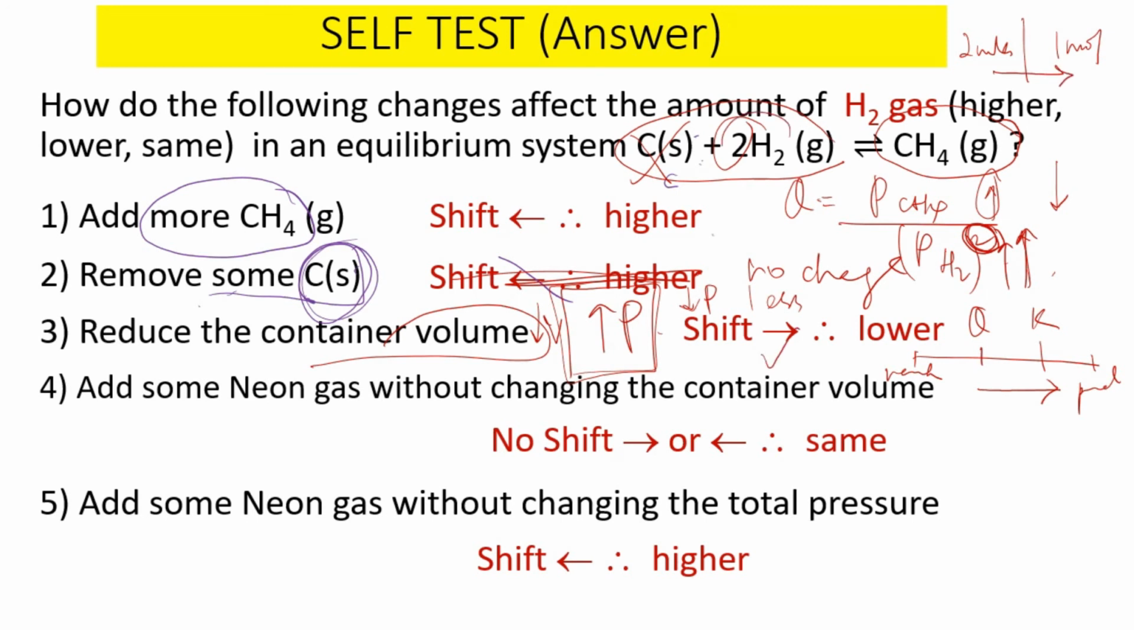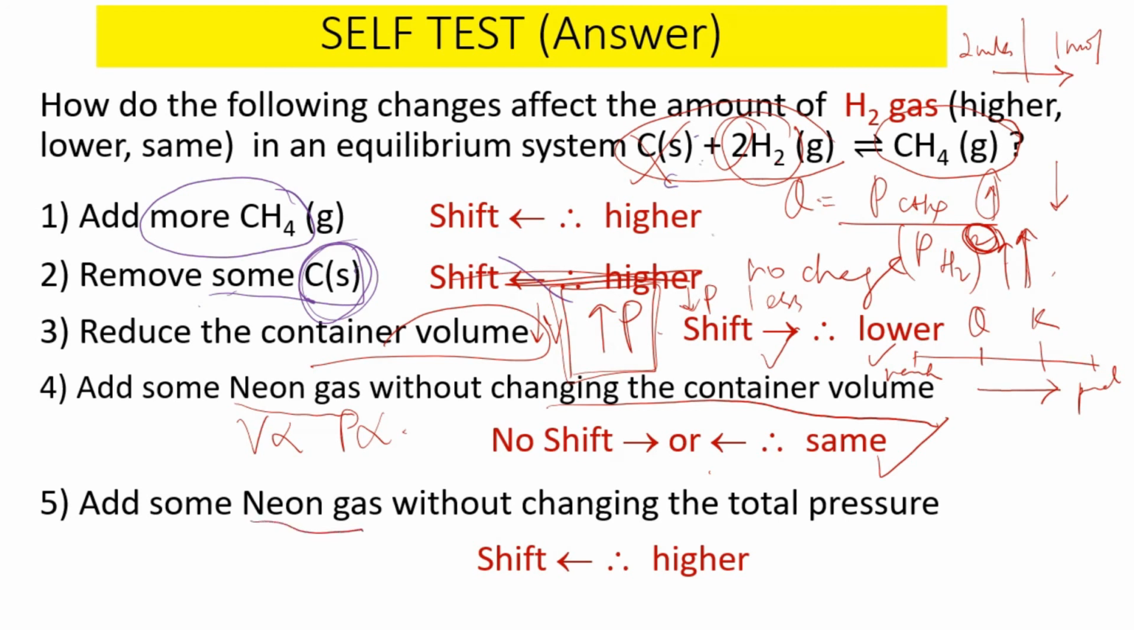So what happens to the amount of hydrogen? Hydrogen will be lower. Next, adding neon gas without changing the container volume. Volume does not change, so pressure also does not change. Remember, if pressure does not change, nothing will happen. So the hydrogen would have the same amount.